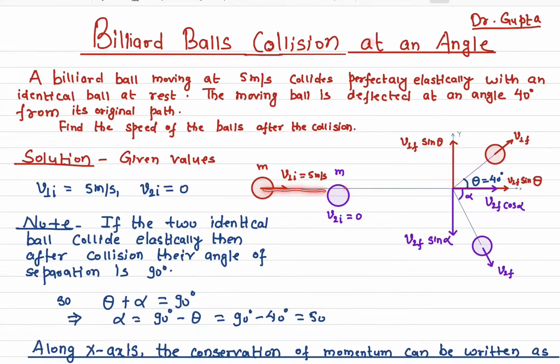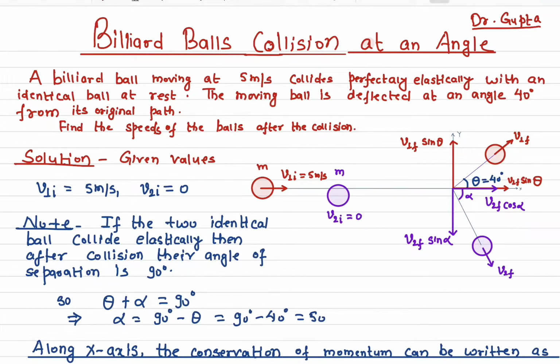When the ball hits the second ball at an angle, then after the collision, the first ball starts moving at an angle of 40 degrees with respect to its original direction, and the second ball, which was at rest, starts moving in the other direction. And now we have to find out what are the speeds of the balls after the collision?